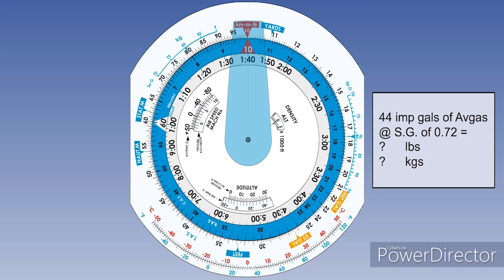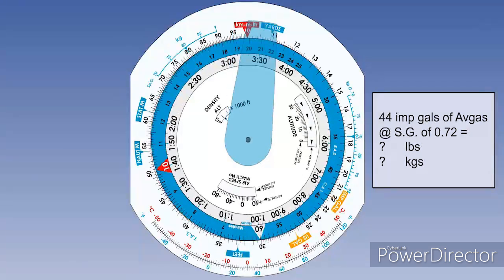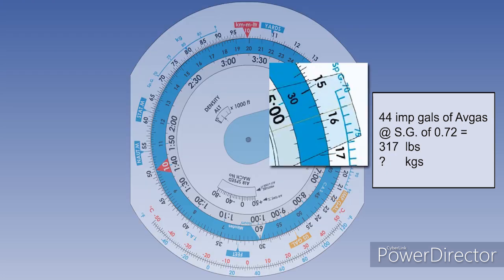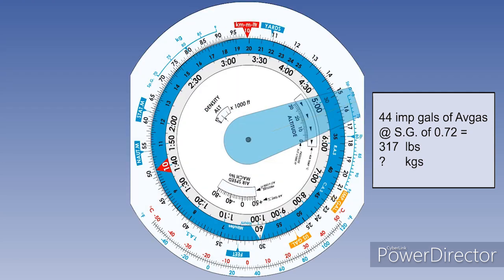Using the cursor, place 44 on the inner scale, under the imperial gallons index on the outer scale. Move the cursor so that it's aligned with 0.72 on the pounds SPG scale, and read off 31.7 on the inner scale. Our estimated figure tells us that the accurate answer is 317 pounds. An identical procedure, but using the US gal index instead of the imp gal index, will enable us to convert US gallons into pounds.